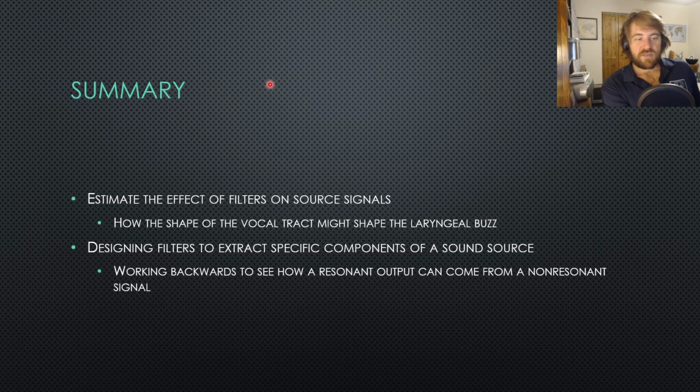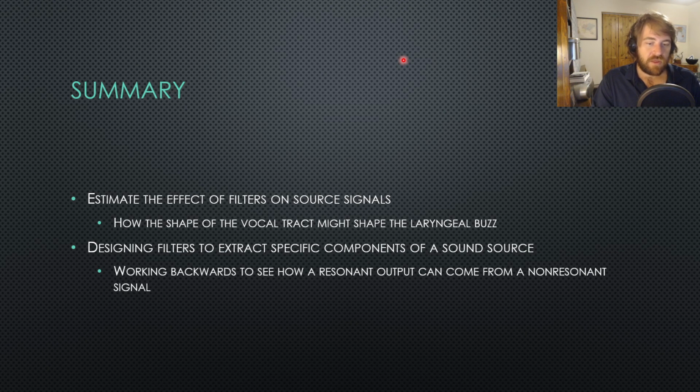All right. Well, to sum up what we've looked at here, this is how we're estimating the effect of filters on source signals. If you want to put it in terms of the larynx and actual speech, what we're looking at is how the shape of the vocal tract might shape the laryngeal buzz. It's an easy cartoony example, but later in this module and next module, we're going to be looking at the actual vocal tract and how it actually modulates the laryngeal buzz. This is just preparing us for that, but same basic idea. This is how the vocal tract is going to shape the sound from the larynx, from the laryngeal source.